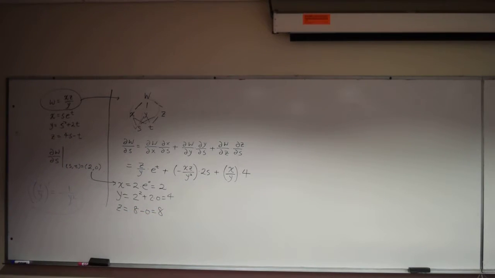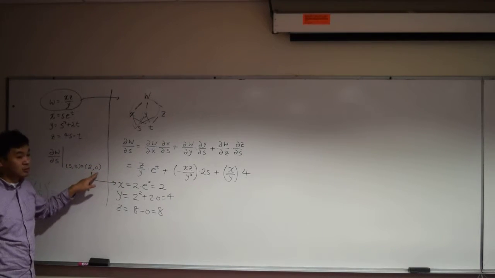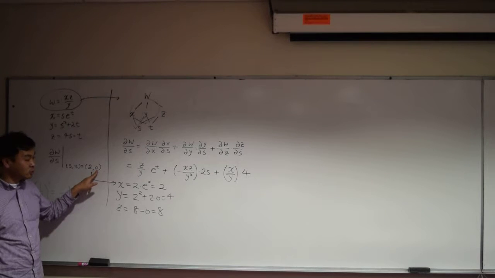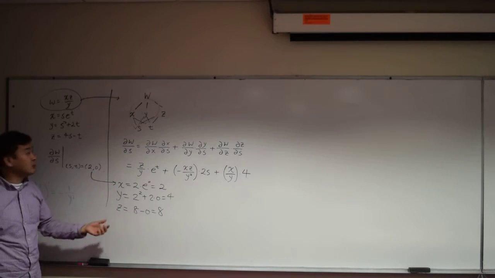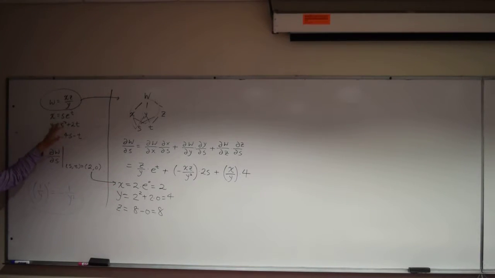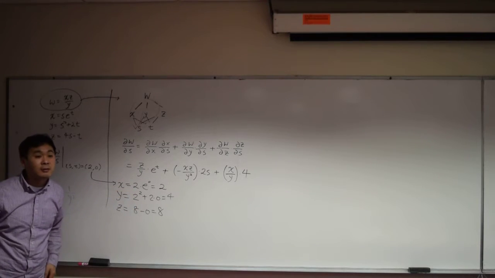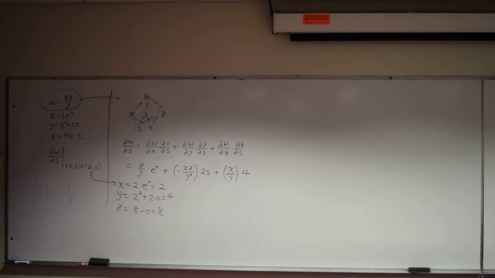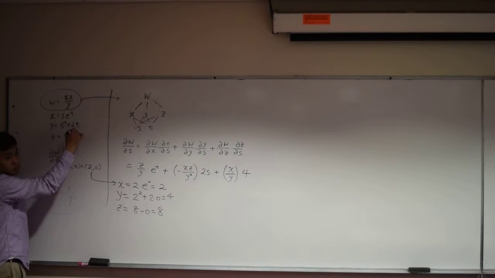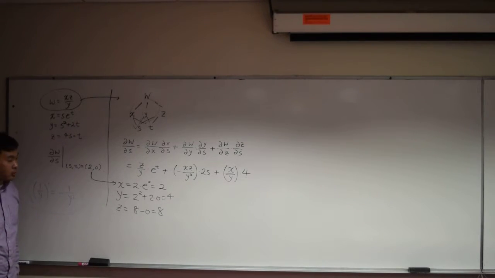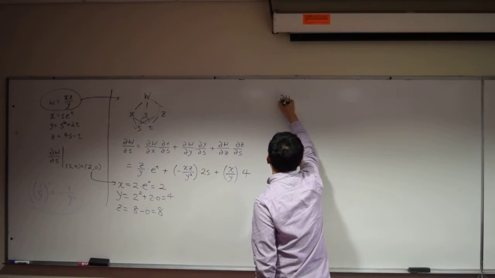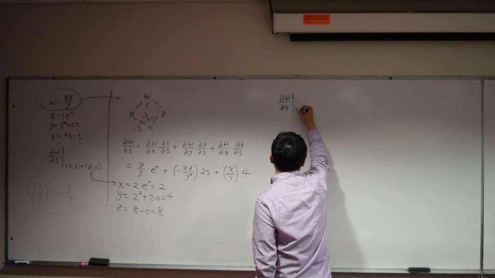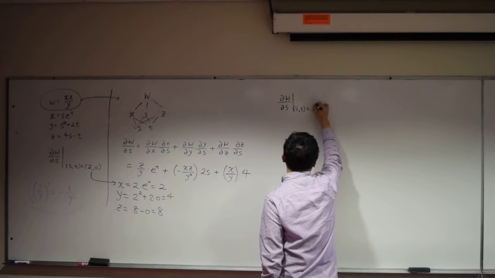Okay, so evaluating this derivative at s equal to 2, t equal to 0 not only means that s is 2 and t is 0, but it has implications for x, y, and z, because x, y, and z also depend on s and t. And you have to plug these in. Yes? What does y say up there? S squared plus 2t. S squared plus 2t. So 2 squared is 4.